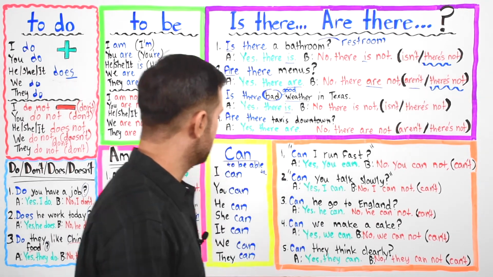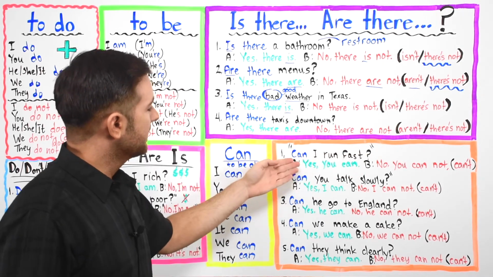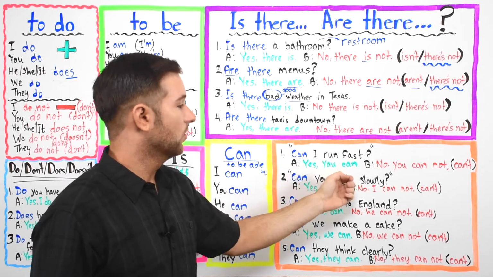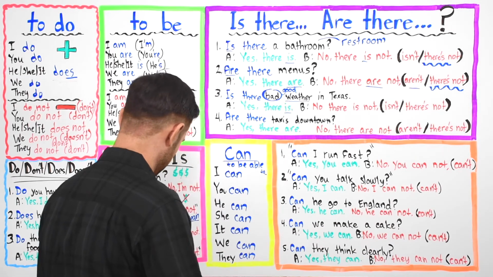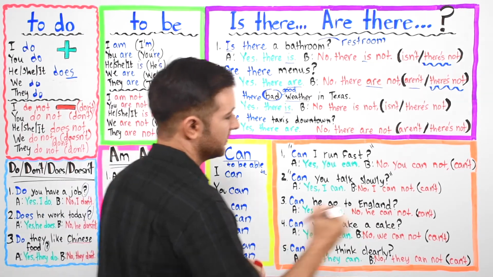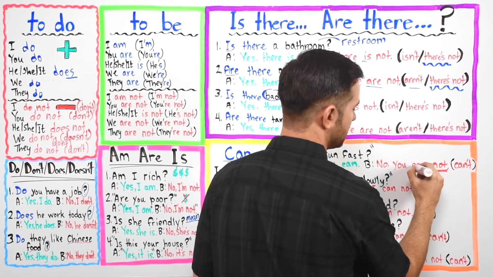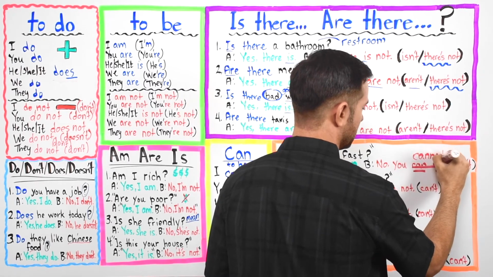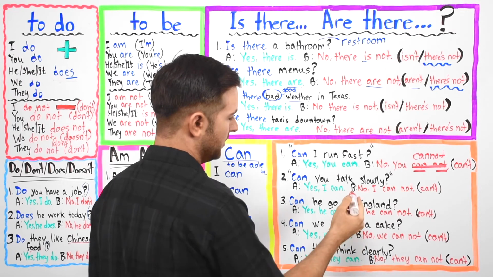Now let's look at some examples here. Number 1 says, it's a question. Can I run fast? And the answer would be, yes, you can, or no, you cannot, or no, you can't. Sometimes this is written like this instead of cannot, as in one word and another word. Sometimes people write it like no, you cannot, as one word. Okay, so you'll see it in the other examples too.